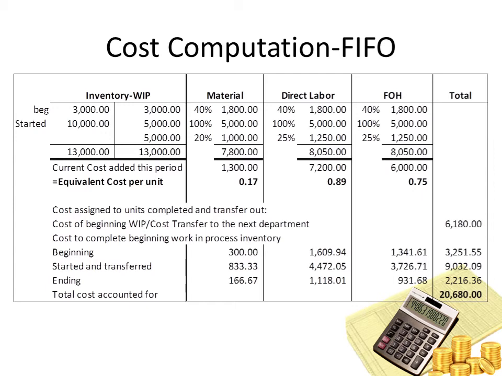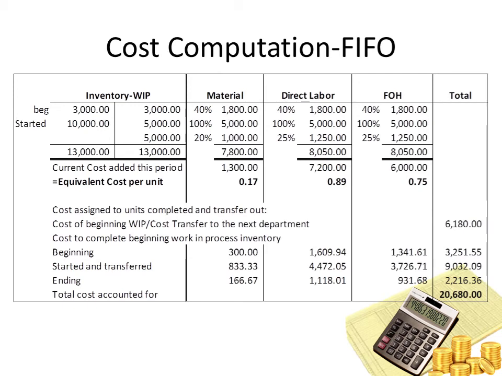So for the direct labor and factory overhead, we have different amounts. So we have 0.89 times 1/8, so that's 1,609.94. For our finished and started, we have 5,000 times 0.89, that's 4,472.05. And then for our ending inventory, that's 1,118.01. So for our factory overhead, we have 0.75.